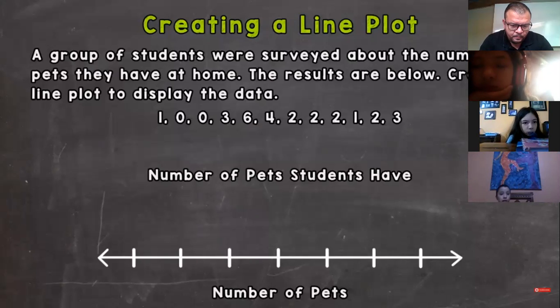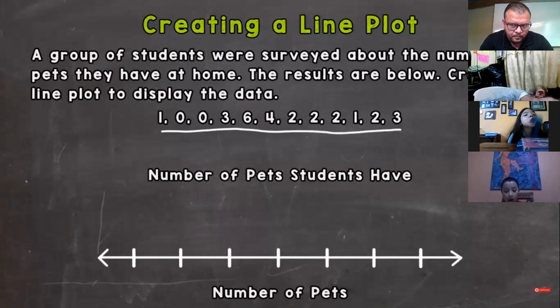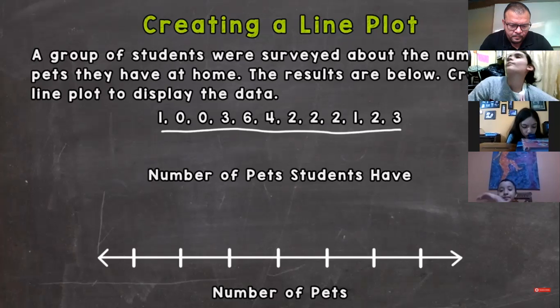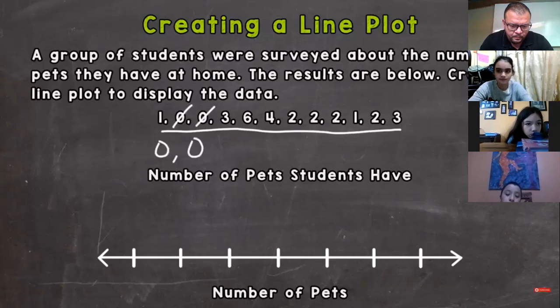So here are the survey results. Now it's all out of order, so the first thing I would suggest doing is putting the data in order from least to greatest. That way it keeps us a little more organized throughout our process of creating this line plot. So let's start with 0. And it looks like we have 1 here, and then 1 here, so 2 zeros. And I'm crossing them off as I go along. That way I don't repeat anything or leave anything out.